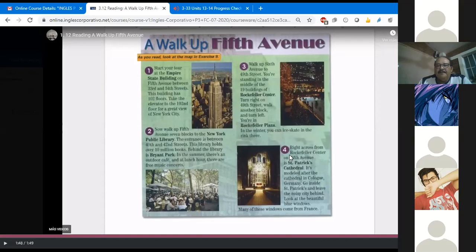Okay. Number 4. Right across from Rockefeller Center on Fifth Avenue is St. Patrick's Cathedral. It's modeled after the cathedral in Cologne, Germany. Go inside St. Patrick's and leave the noisy city behind. Look at the beautiful blue windows. Many of these windows come from France. Is it okay? No questions?